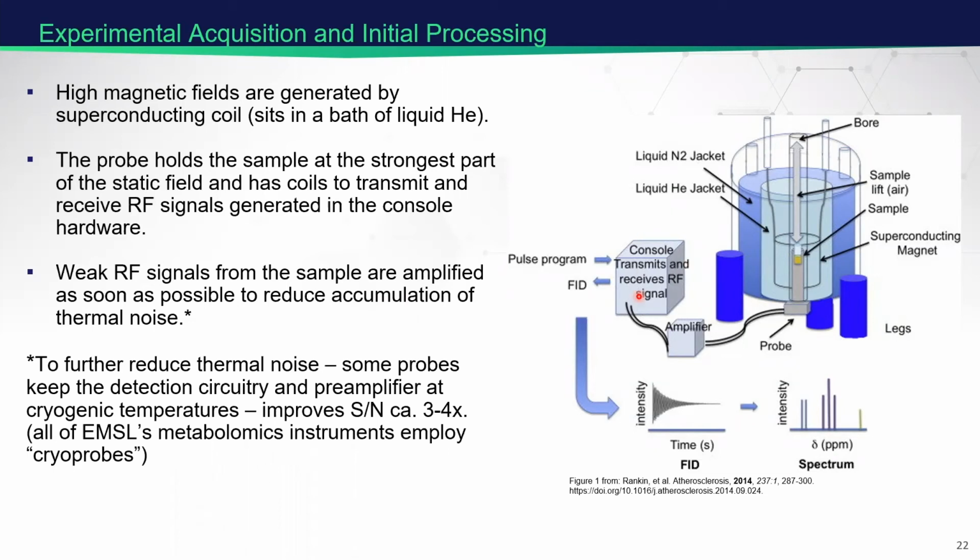Now, the signals that we're reading back from the sample are extremely weak, and so they have to be amplified. And you want to do that before thermal noise can accumulate, so you're not amplifying that too. And so the amplifier is usually located closer to the probe.